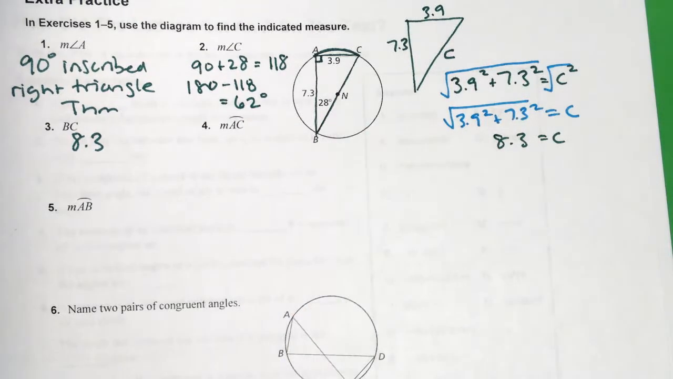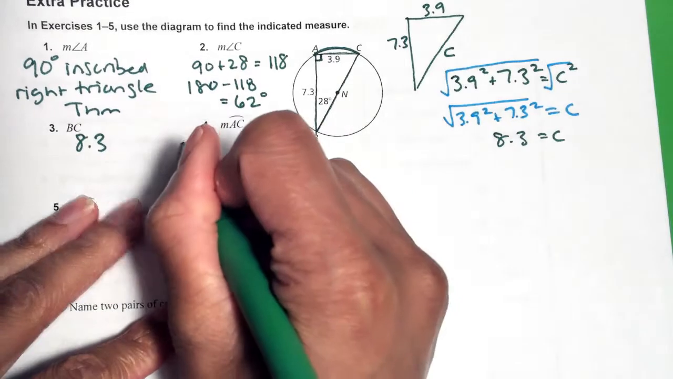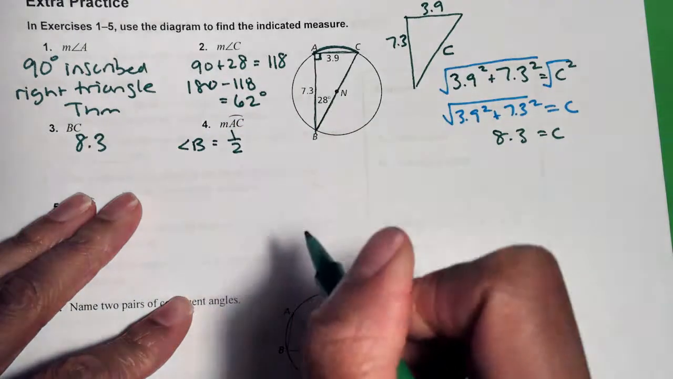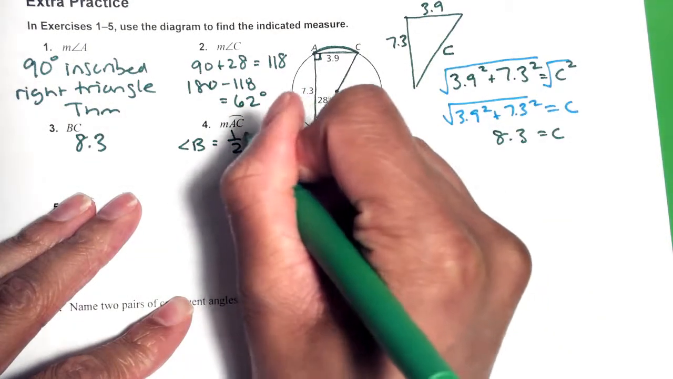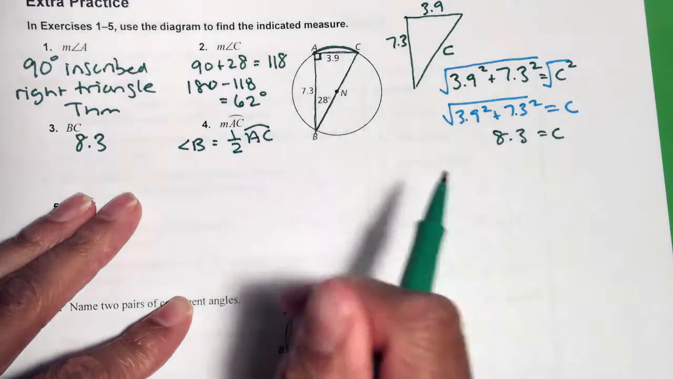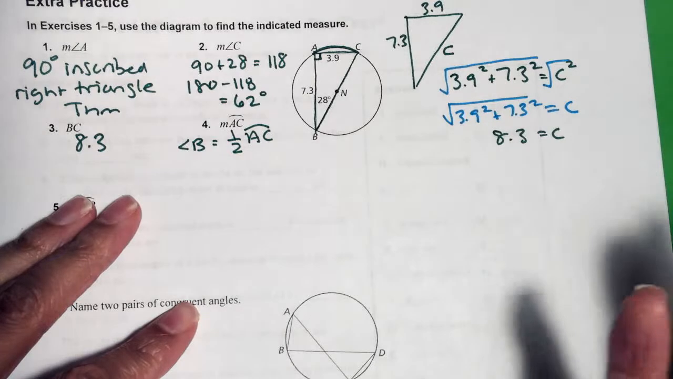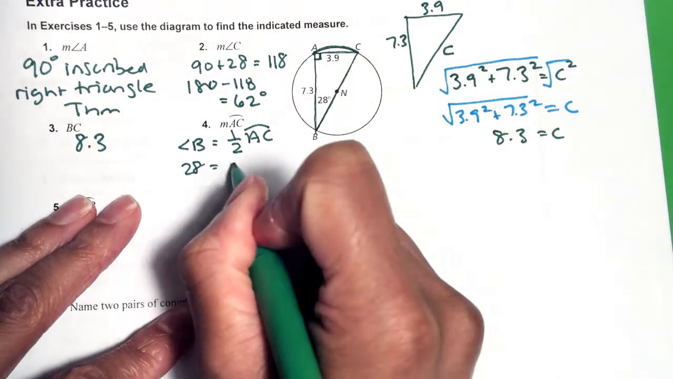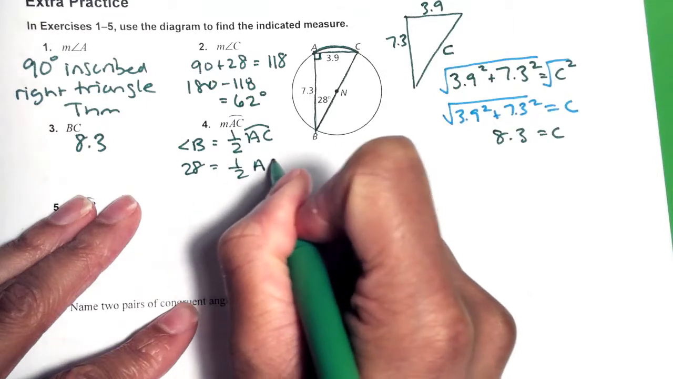This is where we use the formula for finding half. In order to find angle B, we would take half of arc AC. That's how we would find an angle. So all we have to do is plug in what we're given. Angle B is 28, and we're trying to find arc AC.